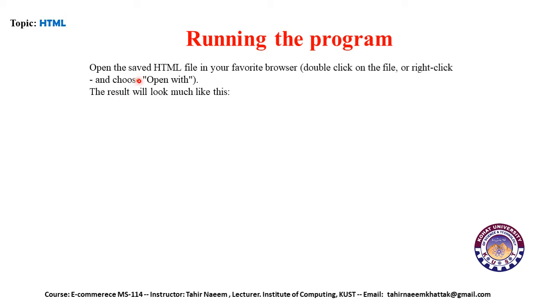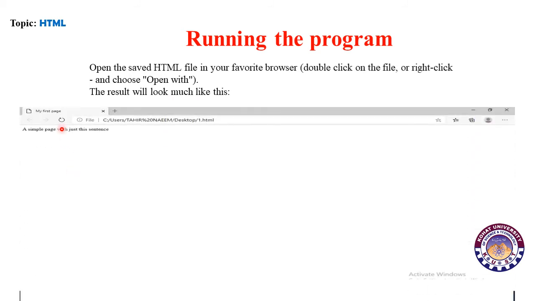So when I save the program, then I can open the saved HTML file in your favorite browser. You can double click on the file, or right click on the file and choose Open with, and open with your favorite browser, or you can open it in your default browser. The result will look much like this. So this is the result. Here, look at this, a simple page with just this sentence. This is the text which I have told you about, and this will display. And here I have given in the title My First Page. It is displayed here.